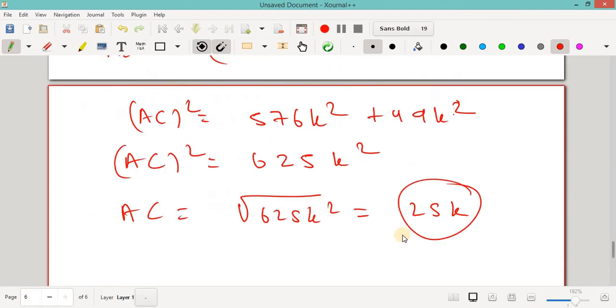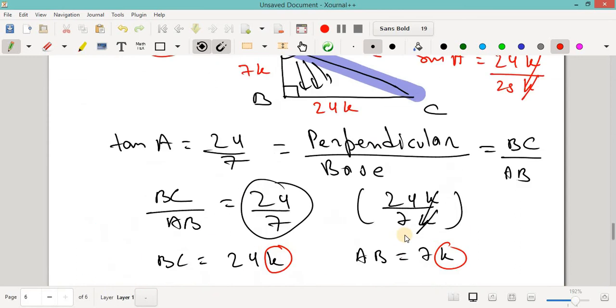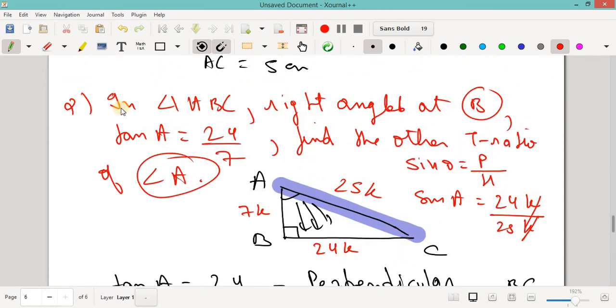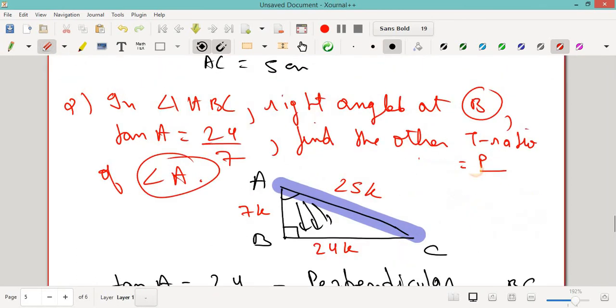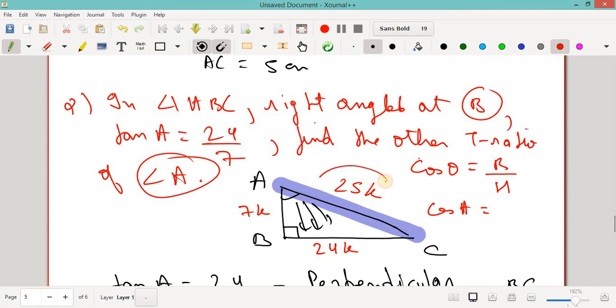Second thing, next one is your cos theta. Now what is cos theta? Some people have curly brown hair. Done. So right now we have to find cos A. So what is base? This one. This is fixed. I said this is fixed. So this will be 7k by hypotenuse, that is 25k. So done. So cos A is 7 by 25.